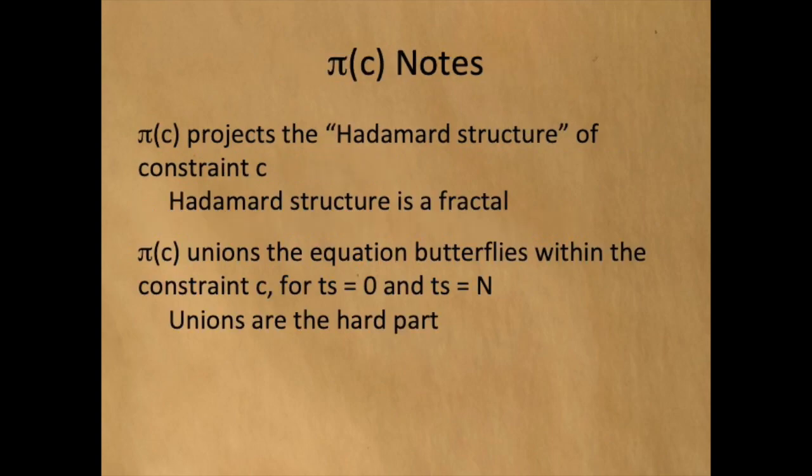Notes about pi of C. Intuitively, pi of C projects the Hadamard structure of constraint C. The Hadamard structure is a fractal. Pi of C must union the equation butterflies within the constraint C for total sum equals 0 and total sum equals n if the constraint allows both. Unfortunately, unions are the hard part of this whole algorithm because unions have sabotaged many potential solutions.